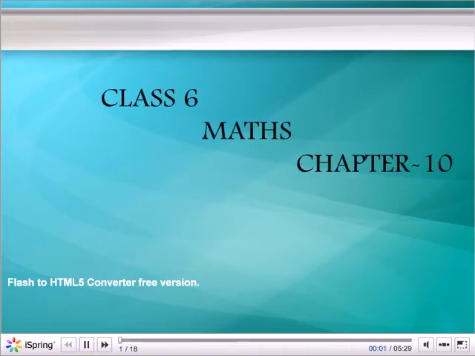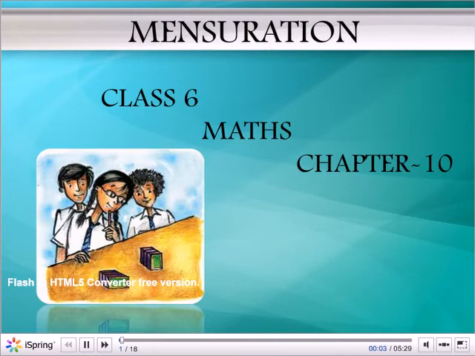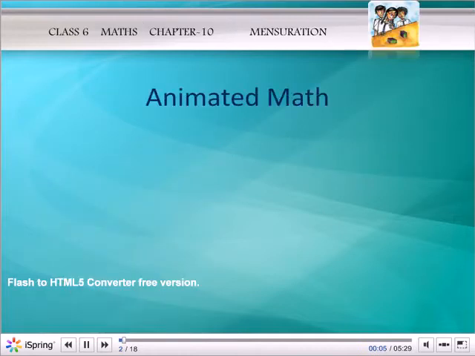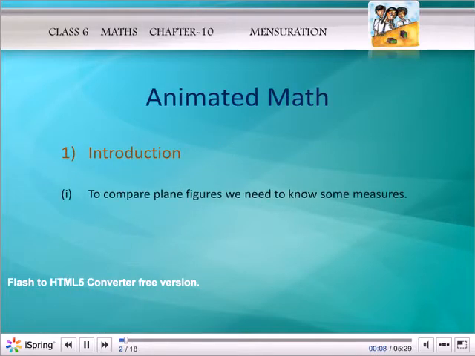Class 6, Maths, Chapter 10, Mensuration. Animated Math, Introduction. To compare plane figures, we need to know some measures. Let us see how we can compare plane figures.